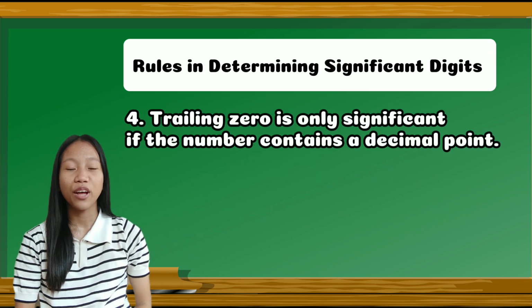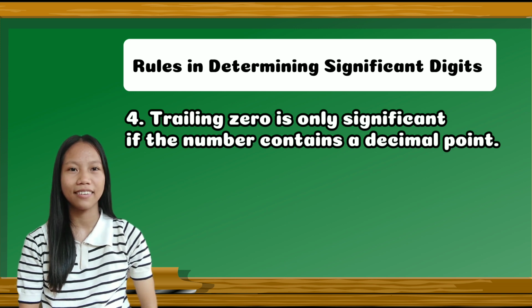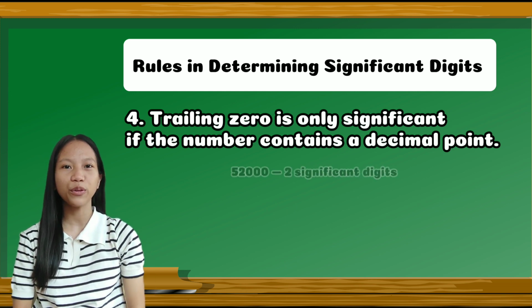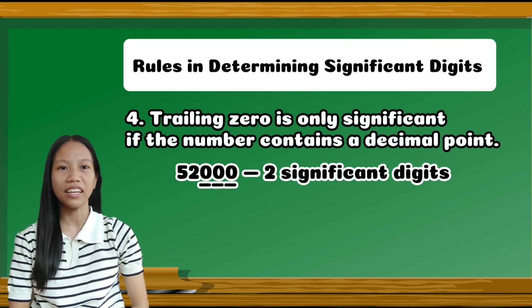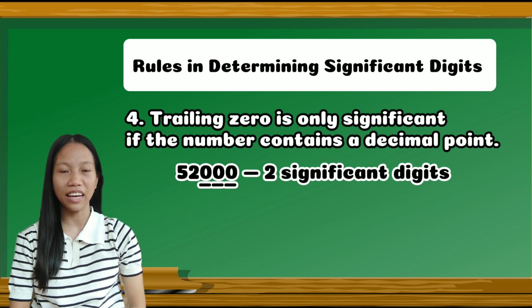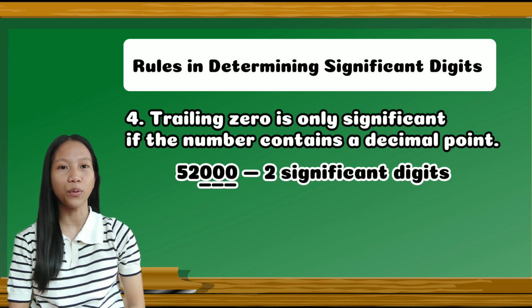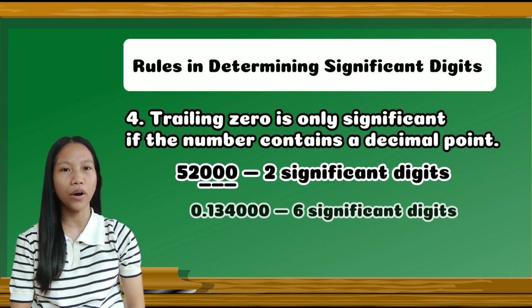The fourth one is trailing zero is only significant if the number contains decimal point. For example, 52,000 has 2 significant digits. These are the trailing zeros, and we will not include it for it is not significant, and it has also no decimal point.